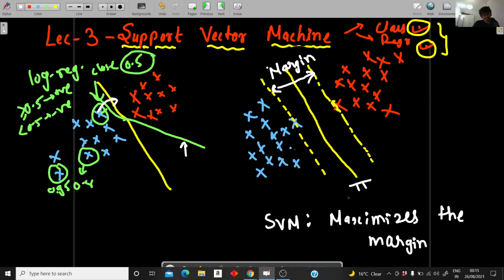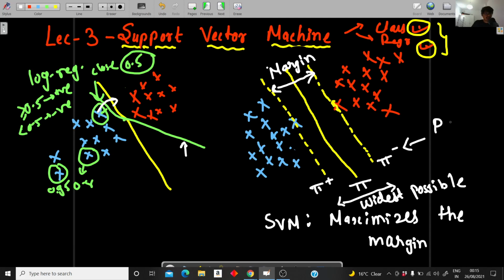You can consider this as a street. And this is the widest possible street, you can say. So SVM tries to find the widest possible street, and of course, let me now name them. Let's say the red points are negative, so this is pi minus and this is pi plus. All these planes will be parallel planes, or I can say hyperplanes. So all these hyperplanes are parallel.